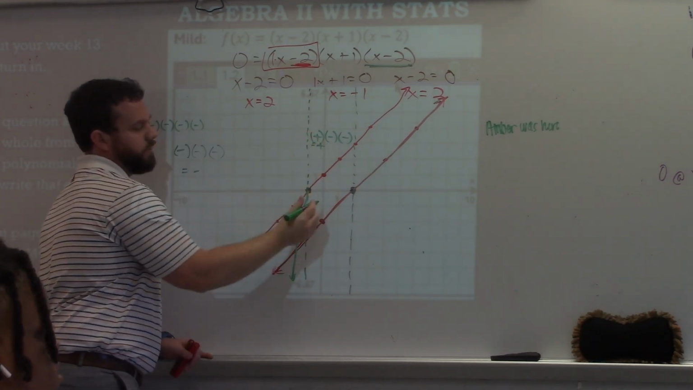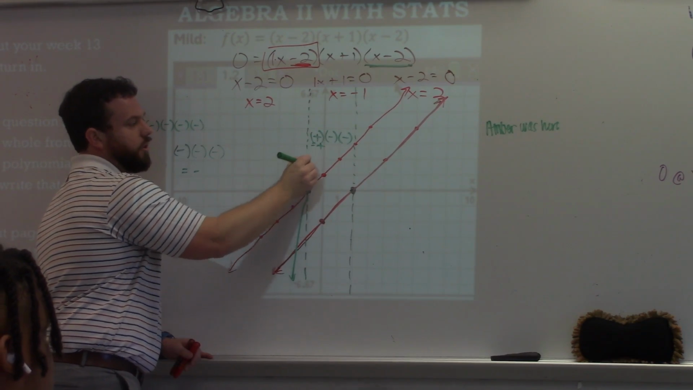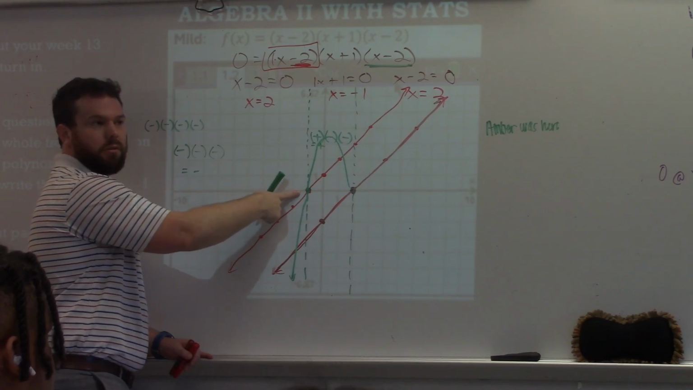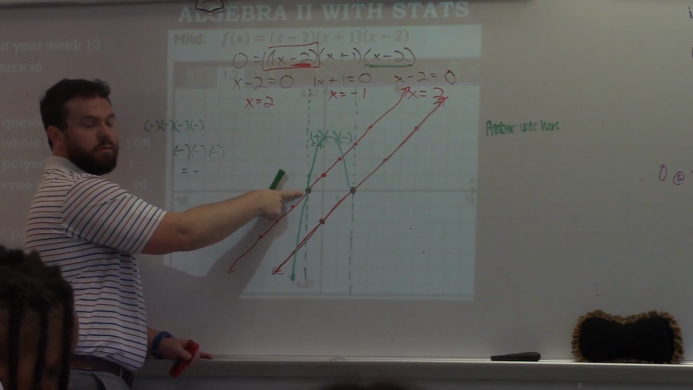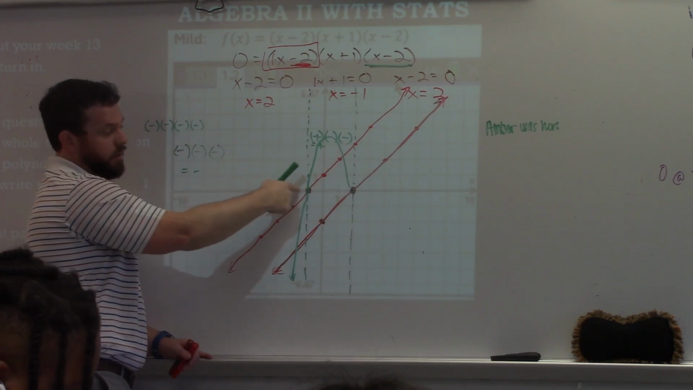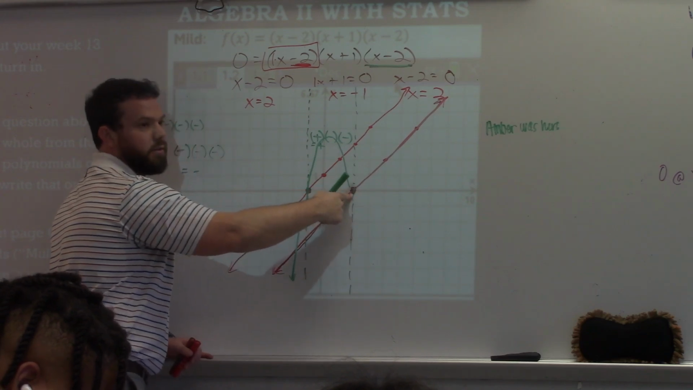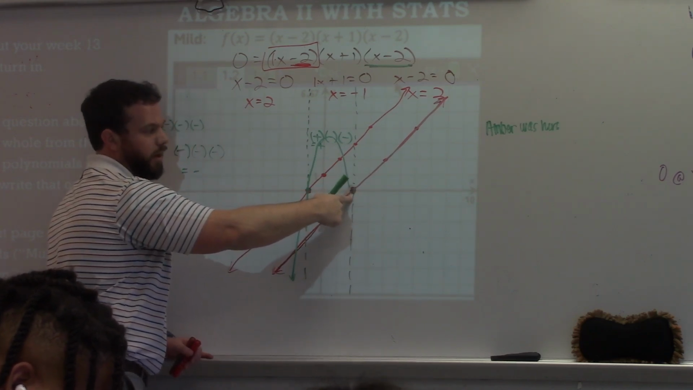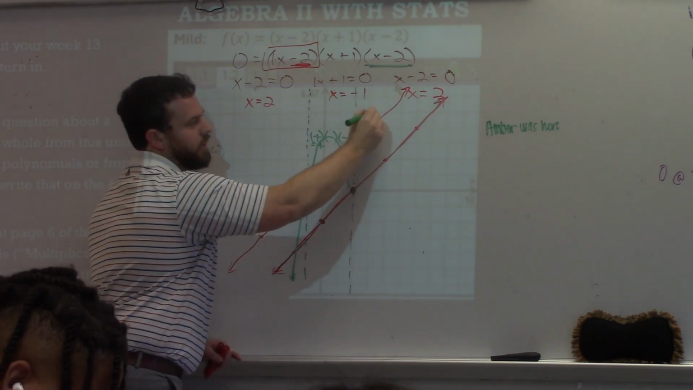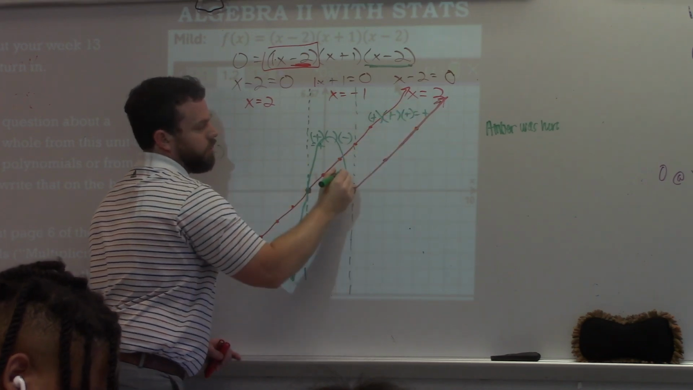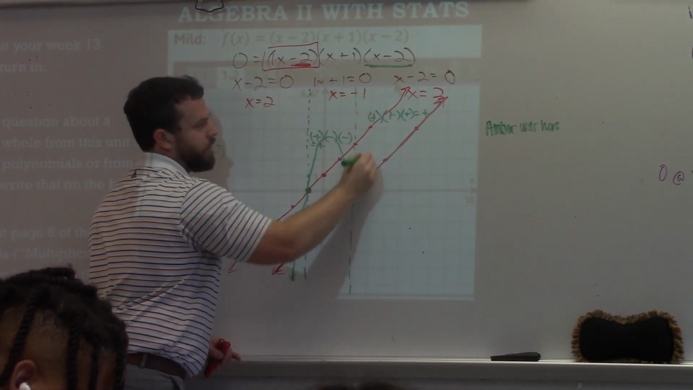So, positive. Notice this should make sense, because does it bounce or does it go through? Right here, it went through because it's a single root. Over here we have a double root, so it should bounce. And we have a positive times a positive times a positive, which is positive. So it bounces.